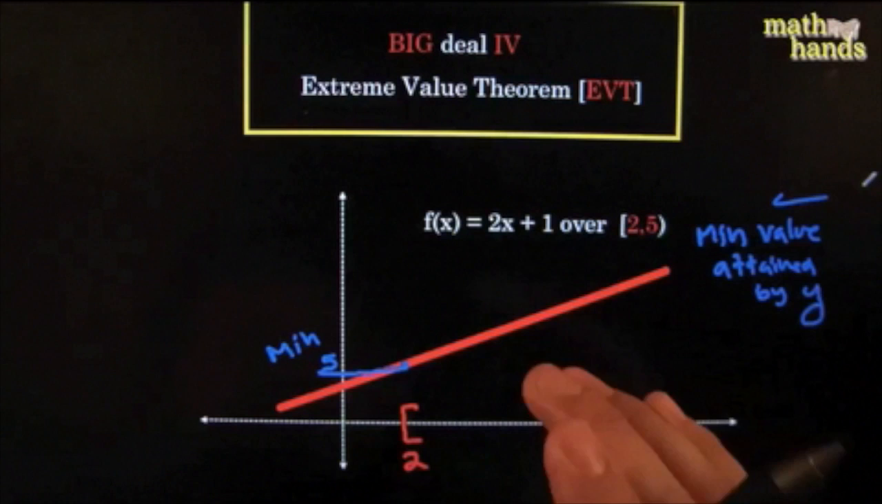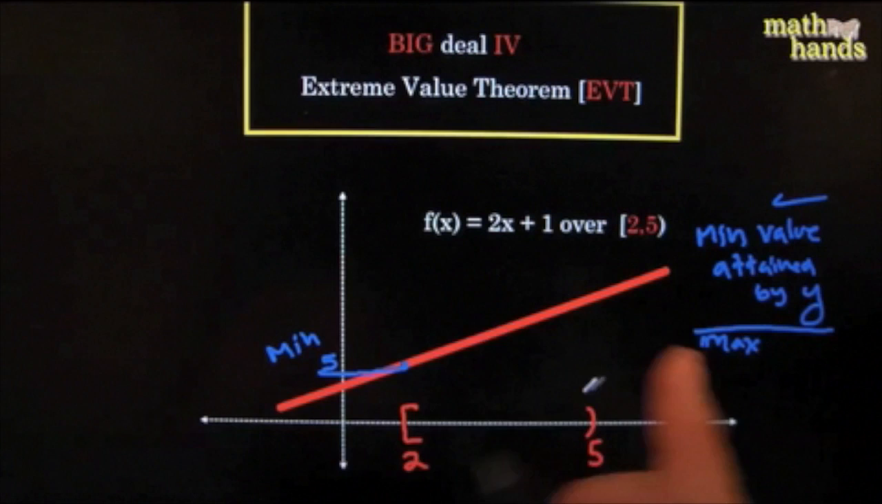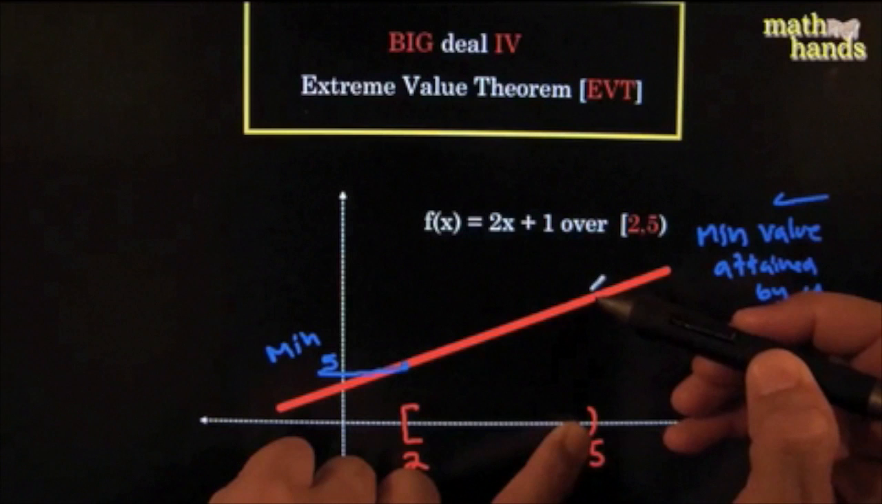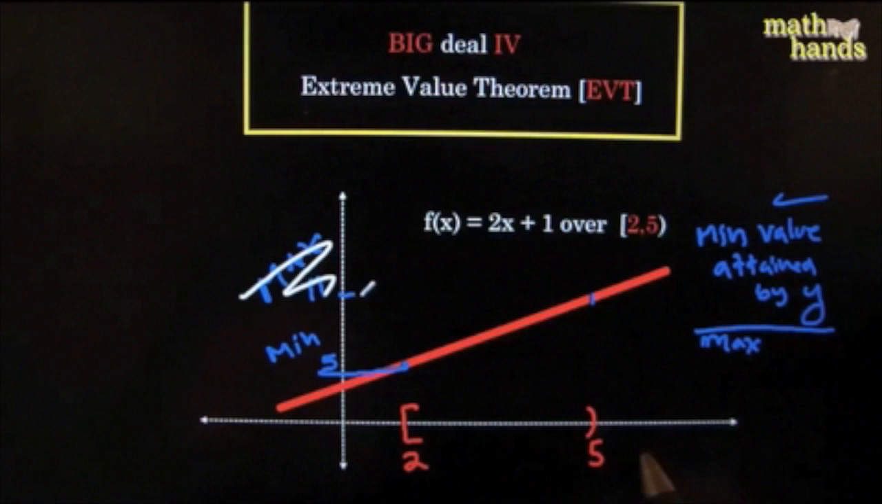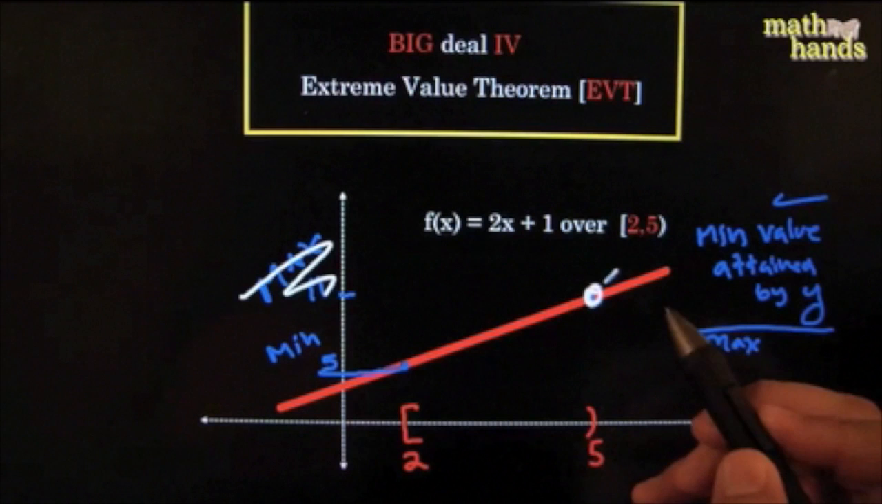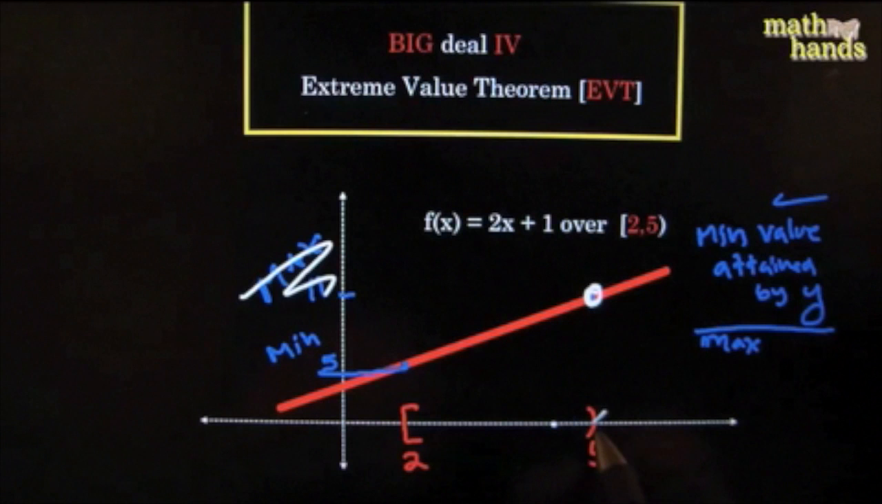But things start to get a little interesting when you ask for, in this case, the maximum value. What's the maximum? You may be tempted to say, well, it would be 5. I plug in 5, and I go 5 times 2 is 10, plus 1, 11 is the max. And that seems attractive for about 2 seconds, but then you realize, wait a minute, 5 was not even in the domain. So there's an empty hole here. So that's not good. You can't say it attained 11 because you can't get to 5. You've got to get closer and closer to 5, but not equal to 5. So 11 is not the max.